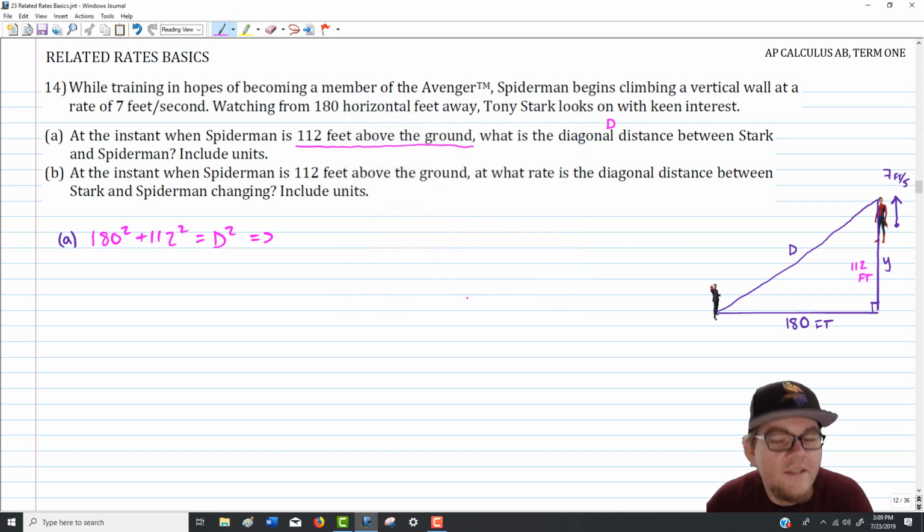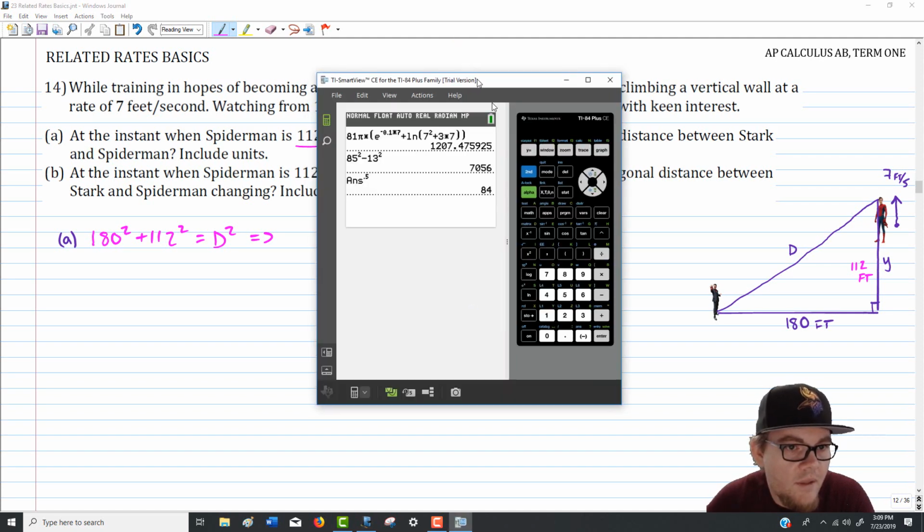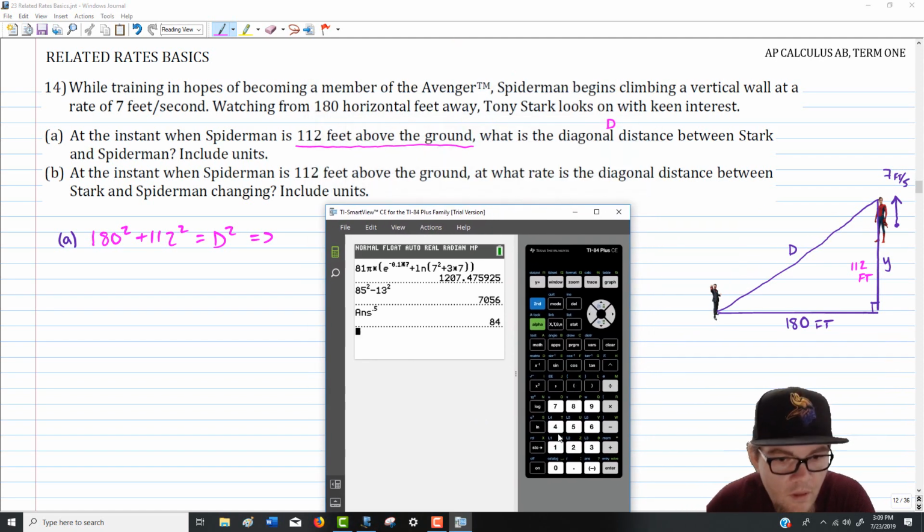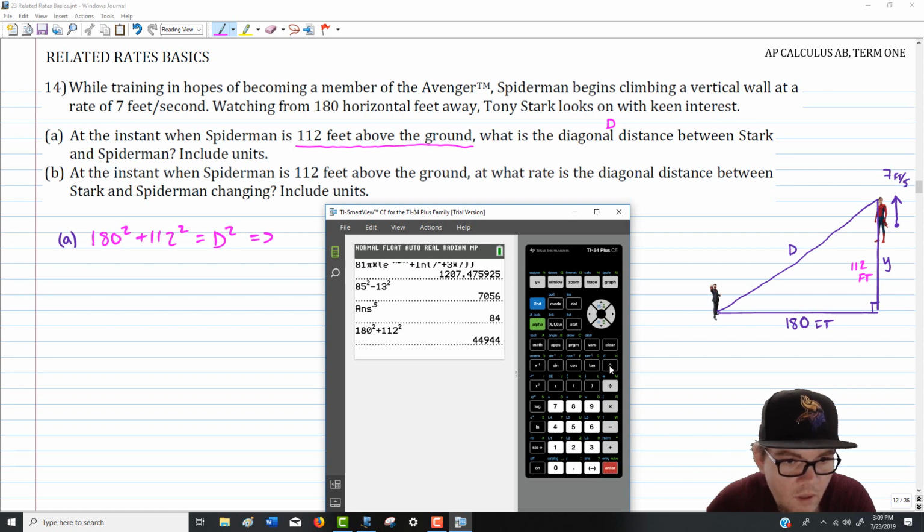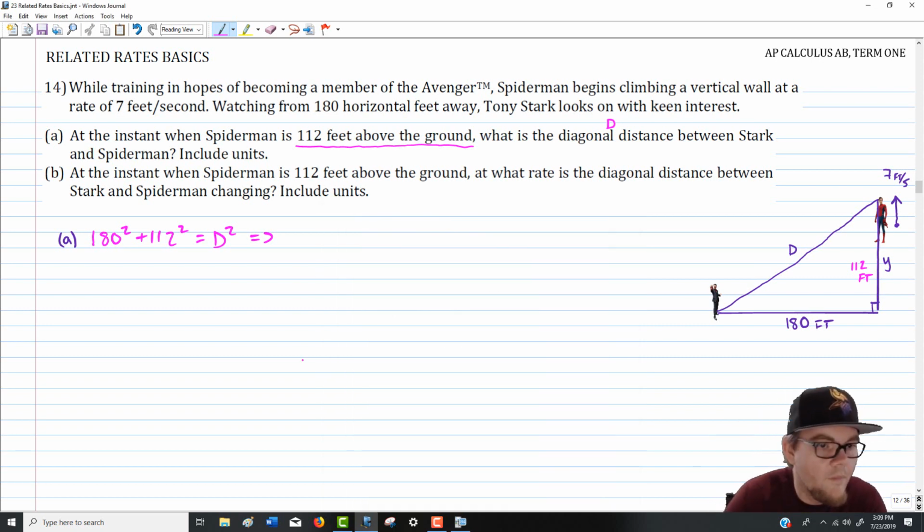You'll quickly realize that I typically make these Pythagorean triples so that all three are positive integers, but theoretically it might not always be that way. So in this case we want 180 squared plus 112 squared, and then we take the square root of the answer. We get 212. Cool. So that tells us that the diagonal distance we're looking for is 212 feet.